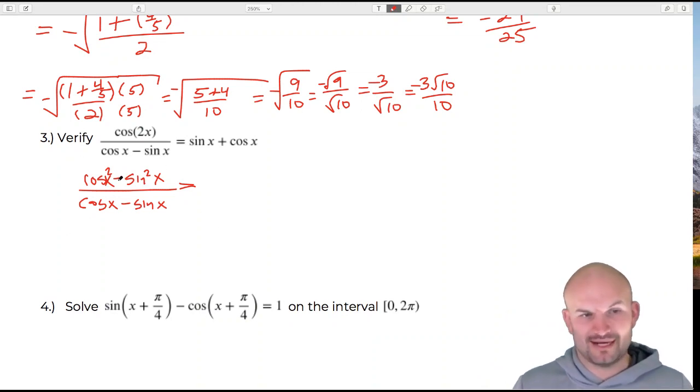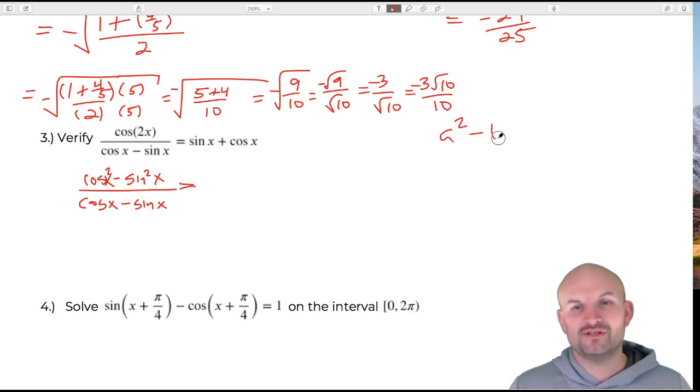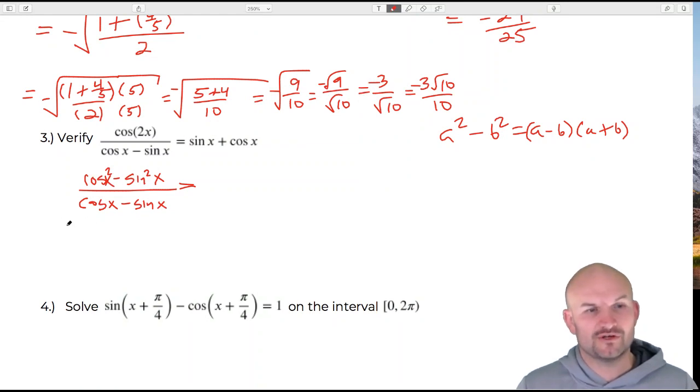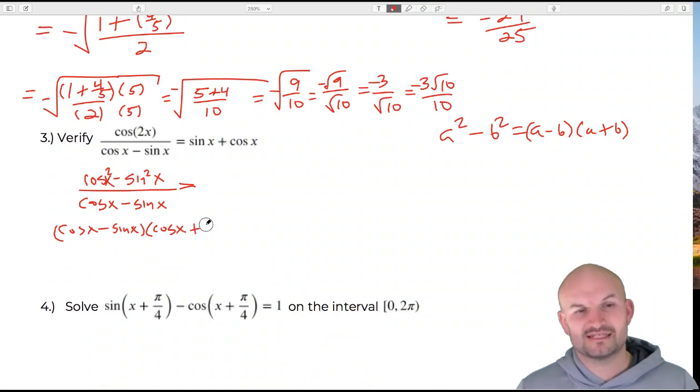However, what I would recognize is, when you see a squared term minus another squared term, that's the difference of two squares. So all we simply need to do here is just factor this out to cosine of x minus sine of x times cosine of x plus sine of x.